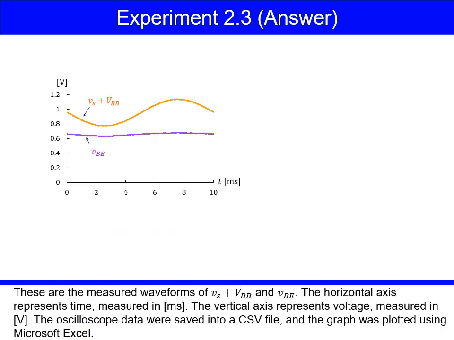These are the measured waveforms of Vs plus VBB and VBE. The horizontal axis represents time, measured in milliseconds. The vertical axis represents voltage, measured in volts. The oscilloscope data were saved into a CSV file, and the graph was plotted using Microsoft Excel.